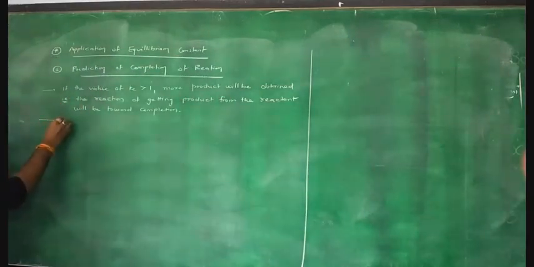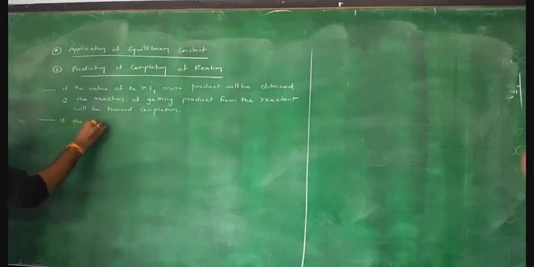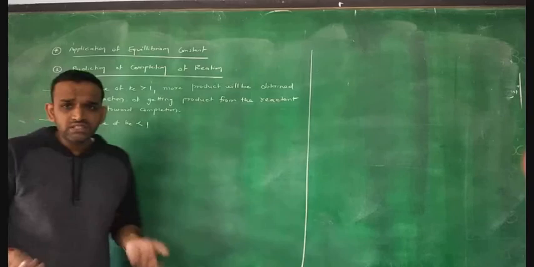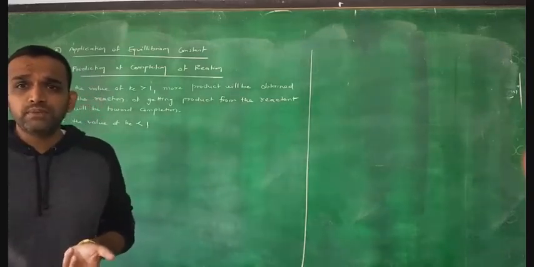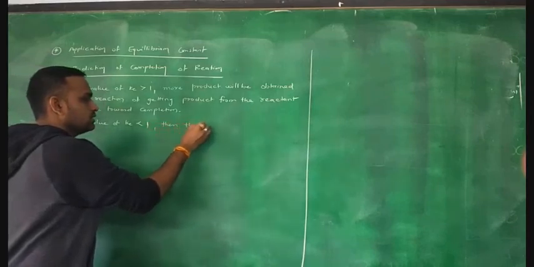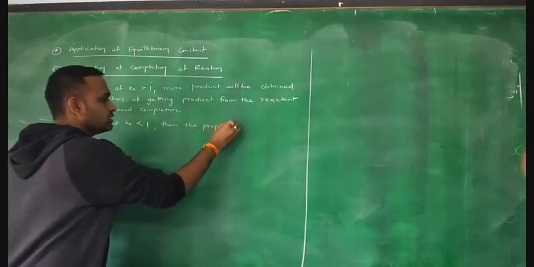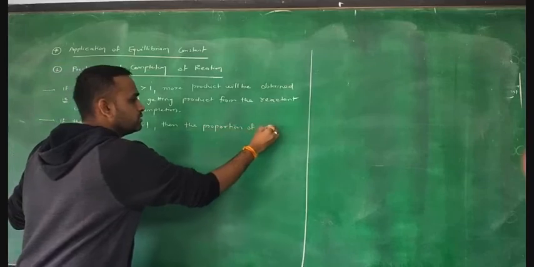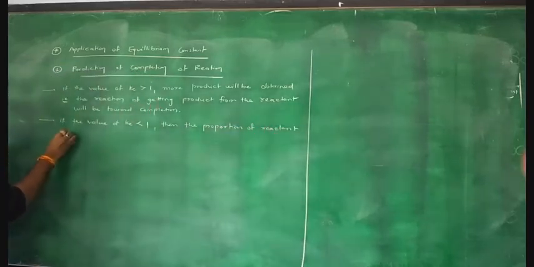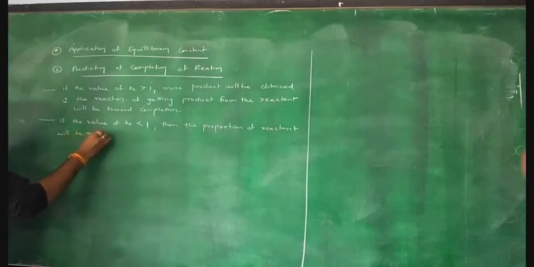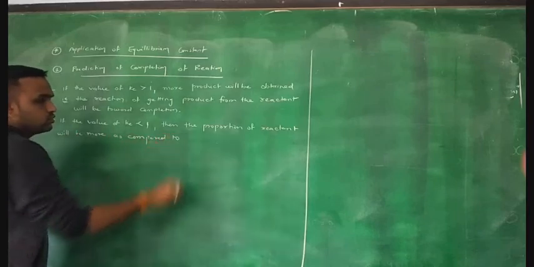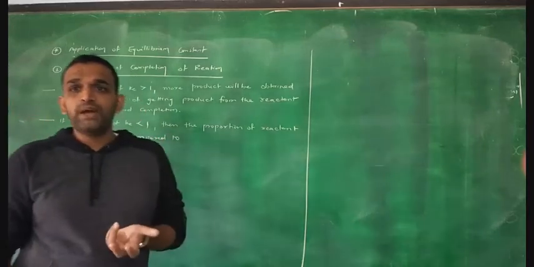Second, if the value of Kc is less than 1, then the proportion of reactant will be more as compared to product.